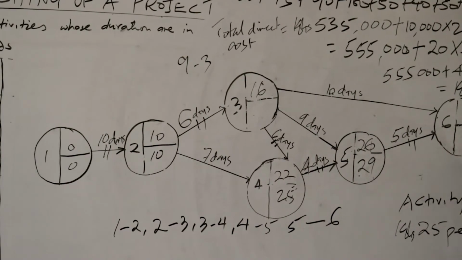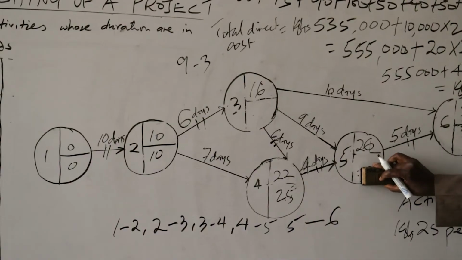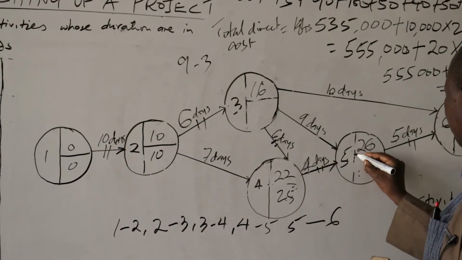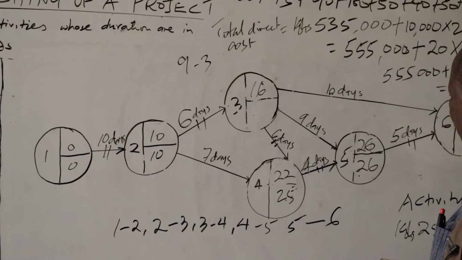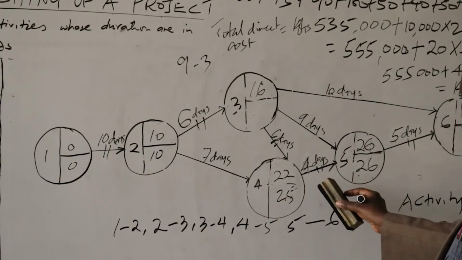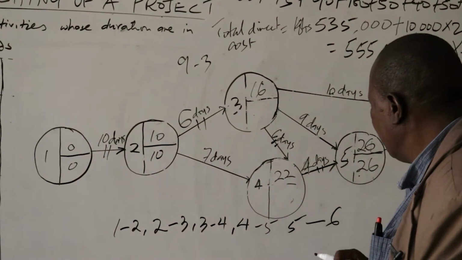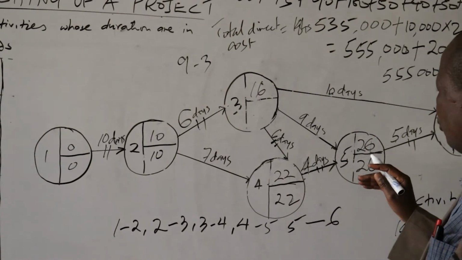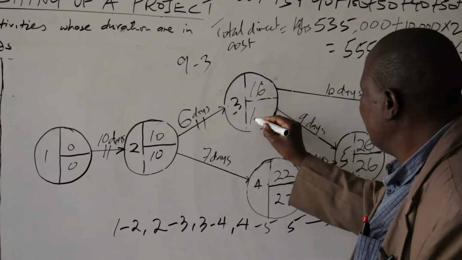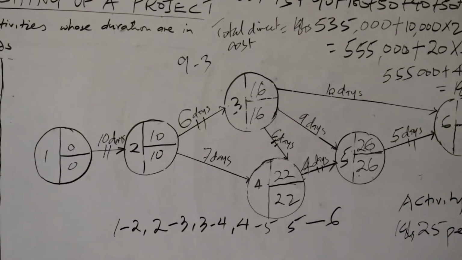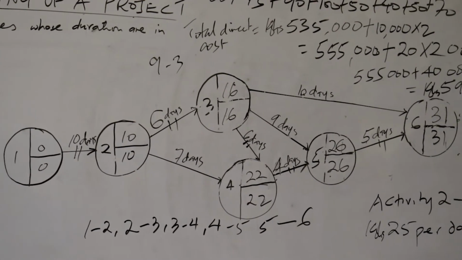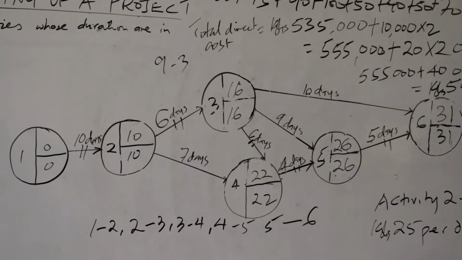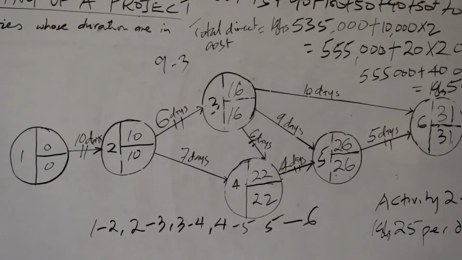Backward pass: 31 minus 5 is 26. 26 minus 4 is 22. 22 minus 6 is 16. So the project has been crushed to 31 days at a total cost of 670,000 Kenya shillings.